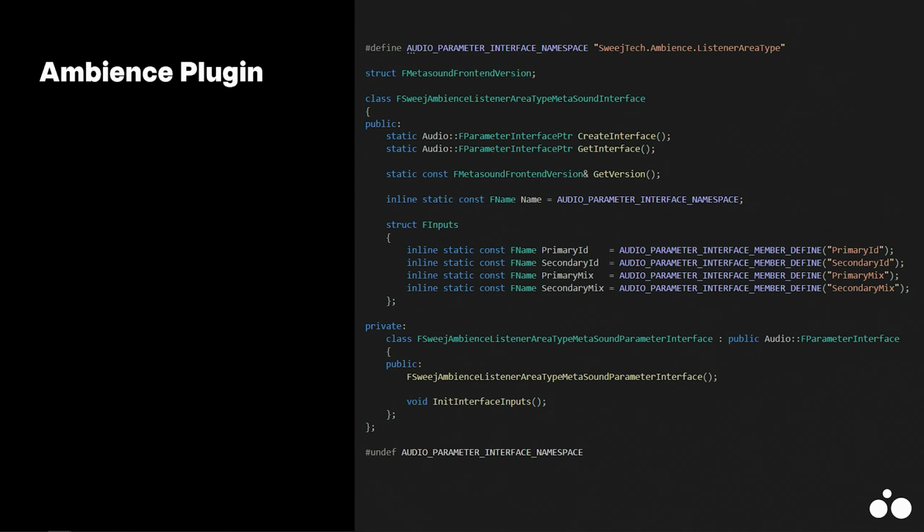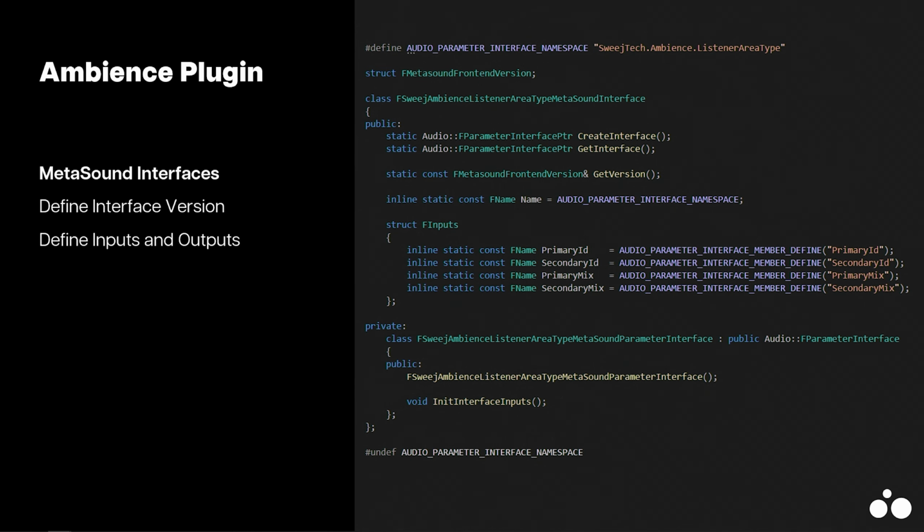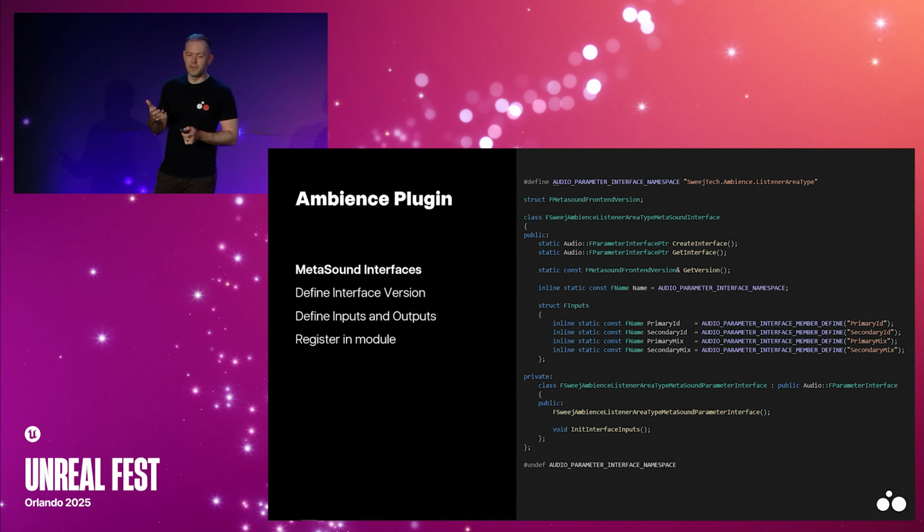So to feed these nodes the right data from the system, we needed to create an interface. And as with the HDR plugin, to create an interface, you define that interface version in code, along with its inputs and outputs, and then you register it with the module. And that's pretty much it for creating an interface. It's up to you how to feed it data, and you have to figure out how to do that yourself. So in our case, we feed it data from the ambience subsystem directly.